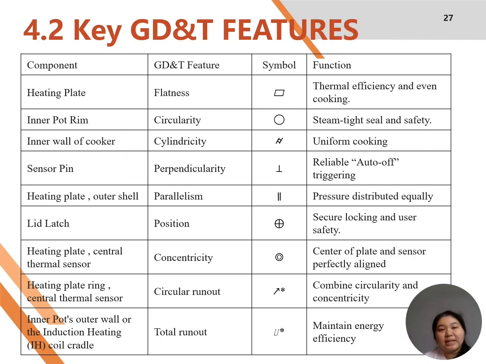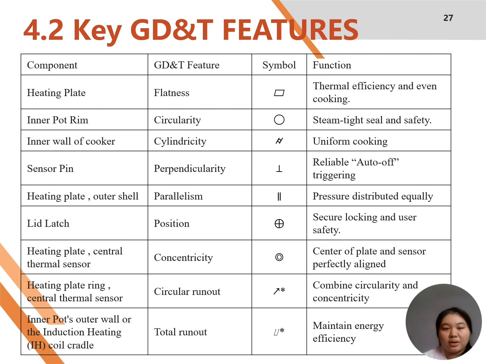So 4.2 key GD&T features. The first one, for the component of heating plate, it has GD&T features of flatness for thermal efficiency and even cooking. For inner pot rim, it has GD&T features of circularity for steam-tight seal and safety. For the inner wall of the cooker, it has GD&T features of cylindricity for uniform cooking. For sensor pin, it has GD&T of perpendicularity for reliable cut-off triggering.